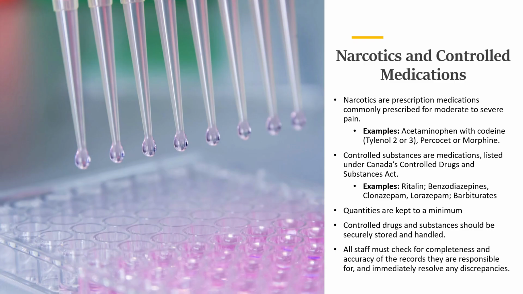It is common for residents that we support to be sometimes prescribed controlled medications. It is also important, when dealing with controlled substances, that quantities are kept to a minimum and that they are securely stored and handled. Oftentimes, these medications are double locked, for example, in a locked cabinet in a locked room. All staff must check for completeness and accuracy of the records they are responsible for and immediately resolve any discrepancies.